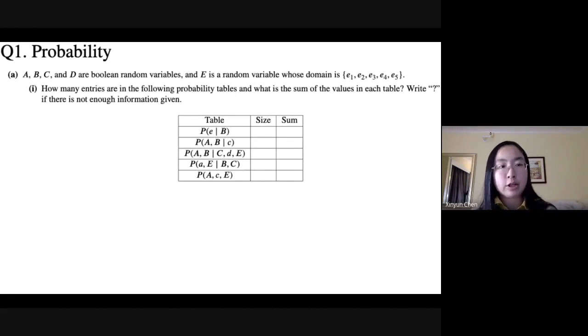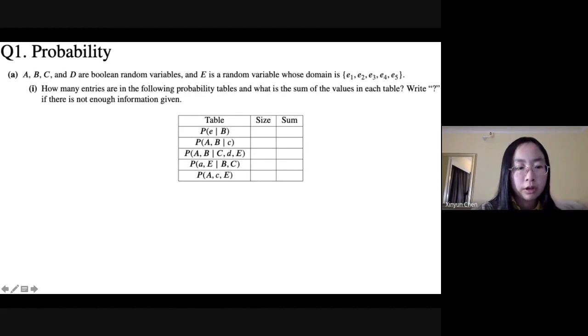This week, we will discuss questions about probability. So let's take a look at the first problem. From the problem description, we see that it defines 5 random variables. A, B, C, and D are Boolean random variables, which means that they could take 2 values. Then the variable E could take 5 possible values.